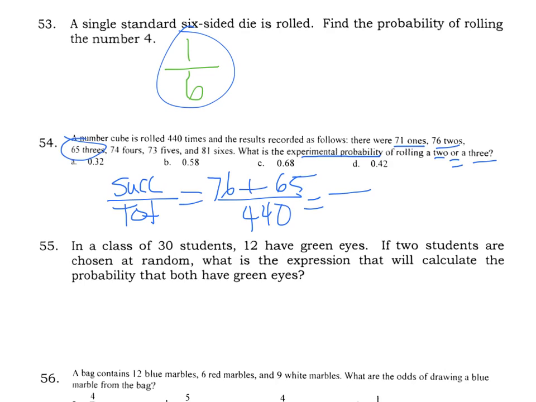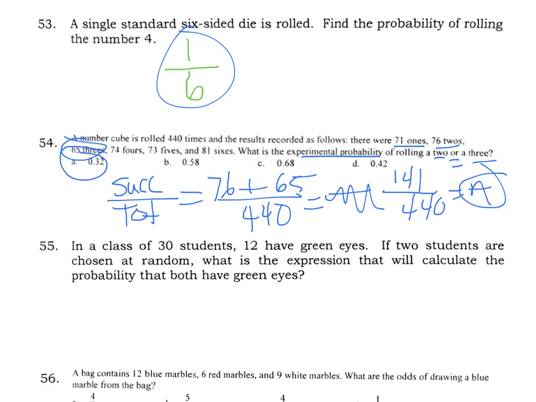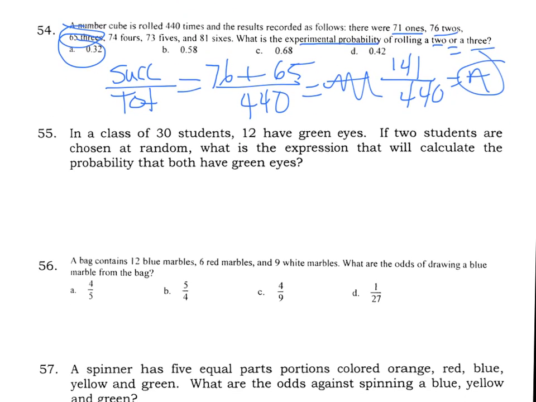It looks like our answer's in a decimal, so I won't bother with the fraction here. But let me add 76 and 65 together. Well, I will bother with the fraction. 141 over 440, and I'm just going to let my graphing calculator tell me that that is 32%. So the answer is A, experimentally. That might not be the theoretical probability of rolling a 2 or a 3, but it is what actually happened when we did the experiment.